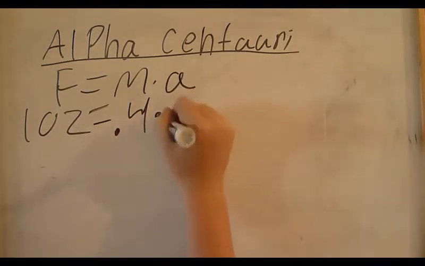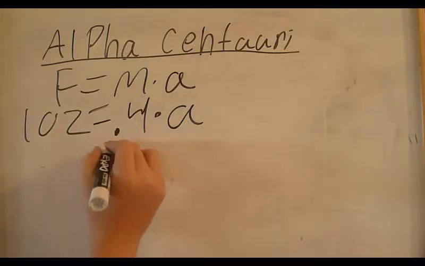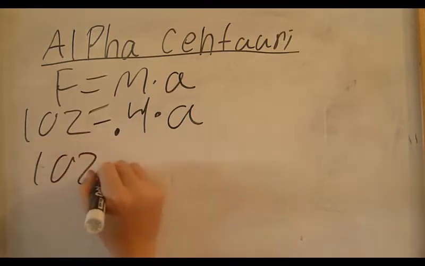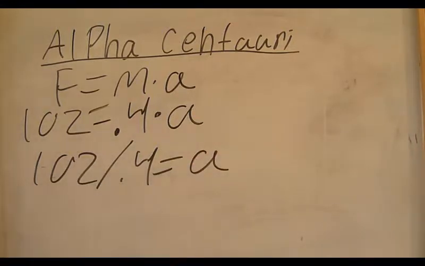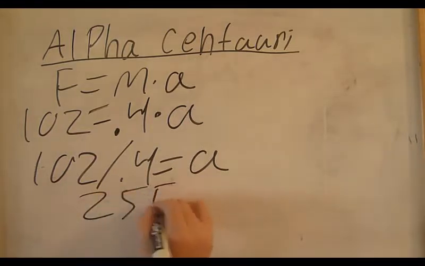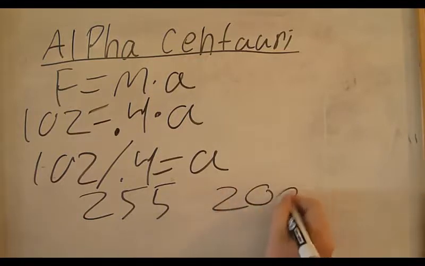So then we have our acceleration. We need to get our variable on its own, so we can move the 0.4 over by dividing by 0.4. So it would be 102 divided by 0.4 is equal to the mass acceleration. 102 divided by 0.4 is 255, but that is the point where our astronauts' hearts would break. So we're going to go down a little bit and our mass acceleration will be 200.